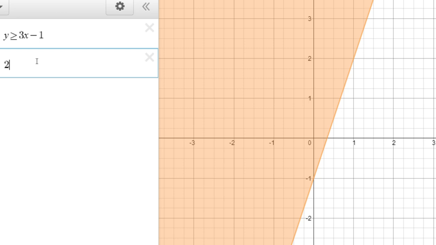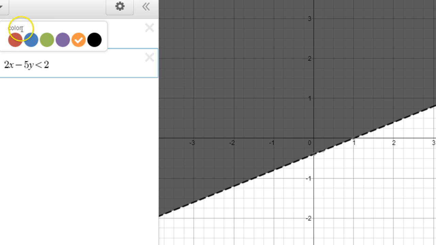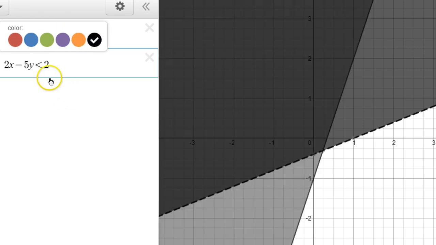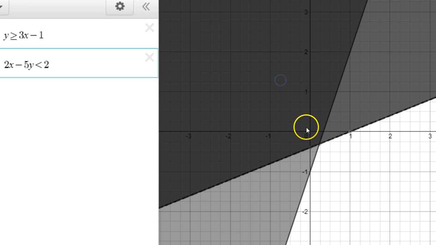Or if it's a standard form, like 2x minus 5y is less than 2. Okay, now if you notice when I overlap this, normally when you overlap this in Algebra 2, you had a pencil and you were able to see what the answer was. But here it's kind of hard because I have two different colors. So if you change the colors to be the same color, so I'm going to change both to black, you can actually see the answer a lot better. And you can actually see the boundary area that is the answer for this question.